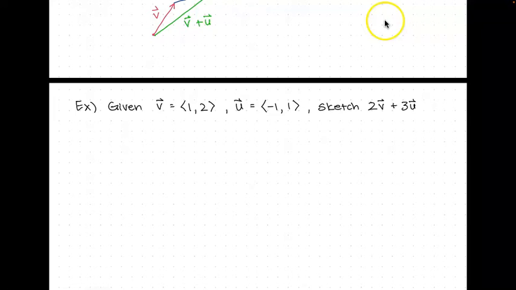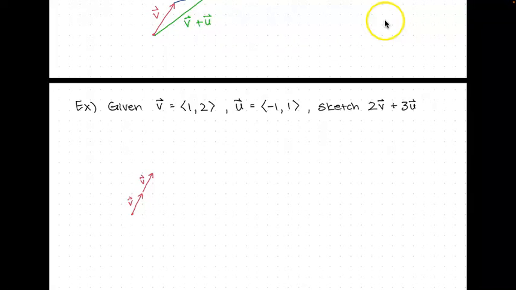But we basically just do the head to tail of these. So 2v means, and v is 1, 2, so I'm going to start down here just in case. So vector v, over 1 up 2, there's one vector v, but it says 2 of them, so I need to put 2 of them. So there's v and another v.